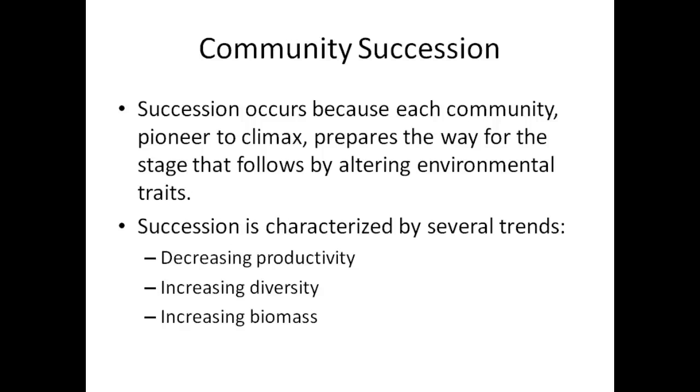Succession occurs because each community, pioneer to climax, prepares the way for the stage that follows by altering the environment or the environmental traits. Succession is characterized by several trends: decreasing productivity, as in photosynthesis, increasing diversity, as in immigration into the site, and increasing biomass, longer-lived, larger organisms.